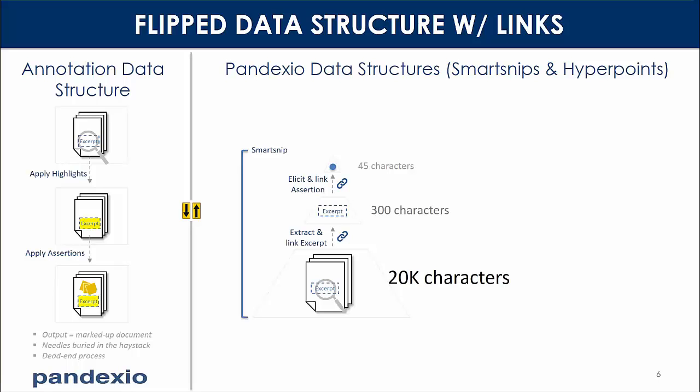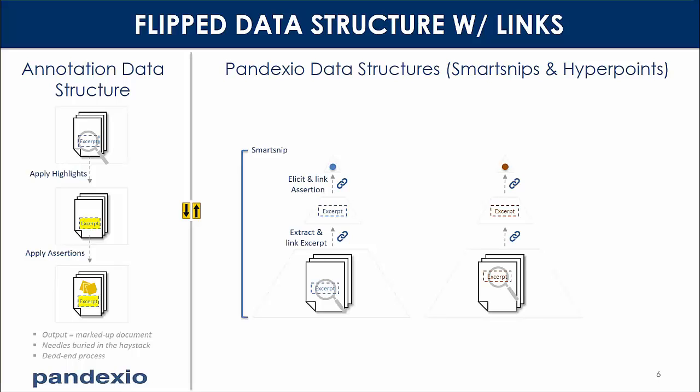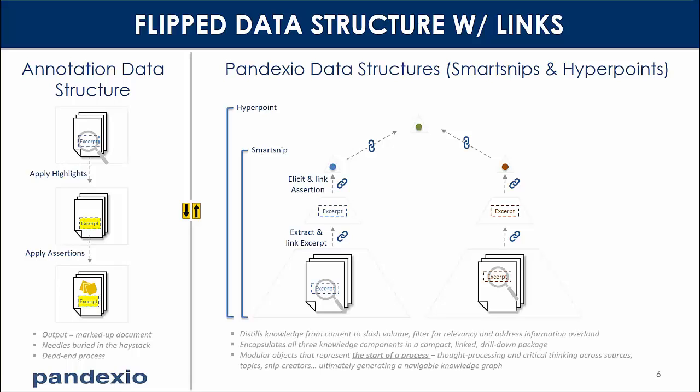And now this is just the start of a process because we have modular units of knowledge that we can work with like Legos. Let's grab another SmartSnip from another data source. And we can now link these SmartSnips together and form a higher level thought, maybe a point or a conclusion. We call this structure the HyperPoint. And as we form higher level thoughts with SmartSnips and HyperPoints, we both compress the quantity of information we have to manage while simultaneously increasing its value.